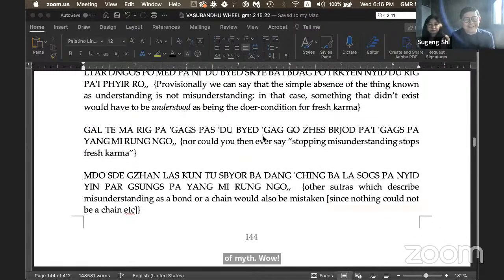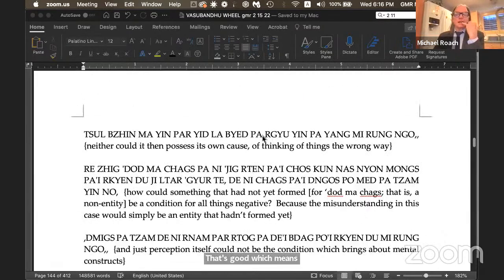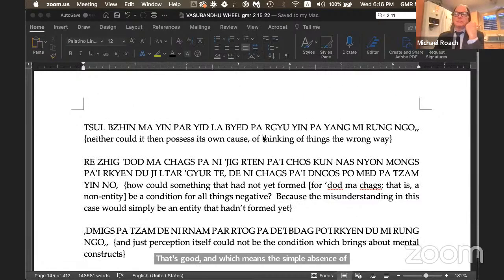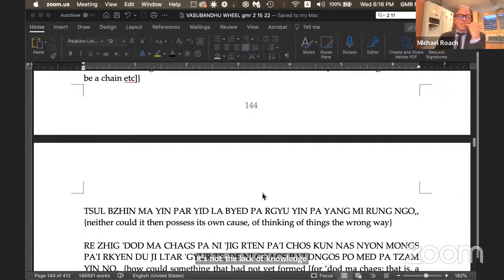Which means the simple absence of understanding. And that's not what the first link is. It's not the lack of knowledge. It's corrupted knowledge. Okay, got it?